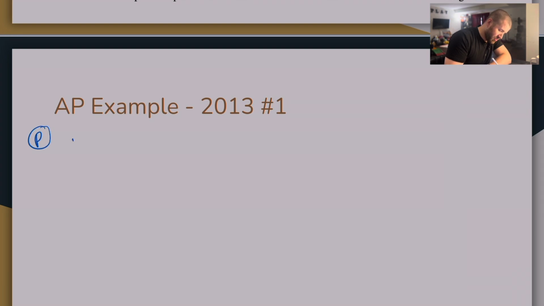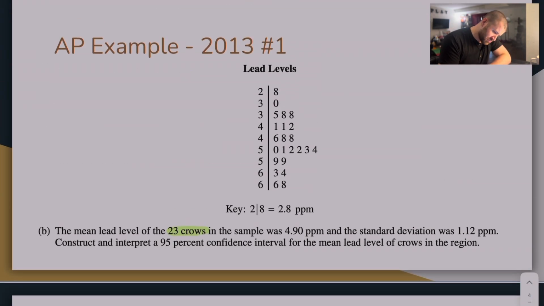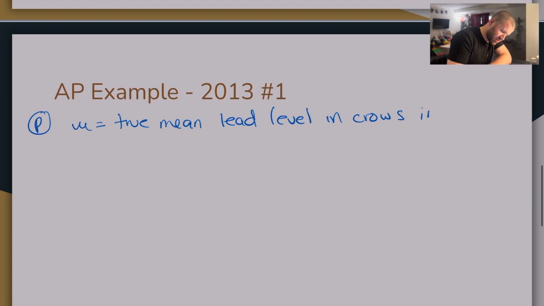So for here, my parameter, this mu is the true mean lead level in crows in the region. I'm going to be specific here. You have to be as specific as you can.